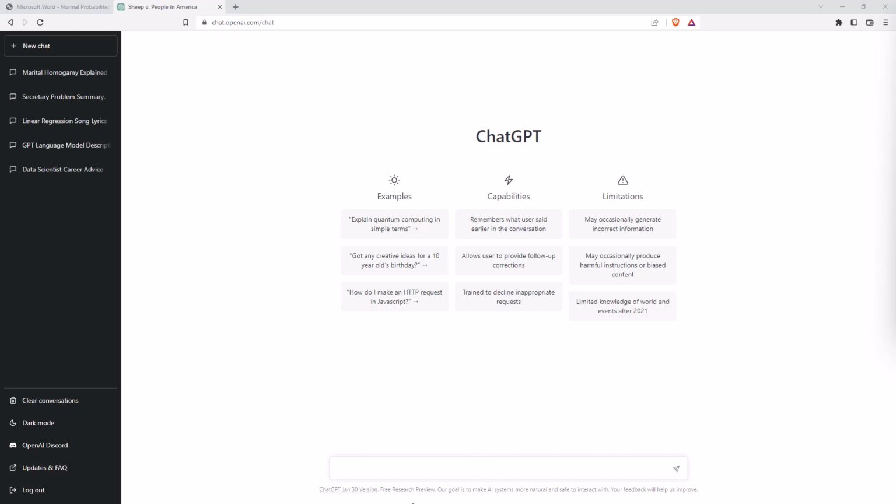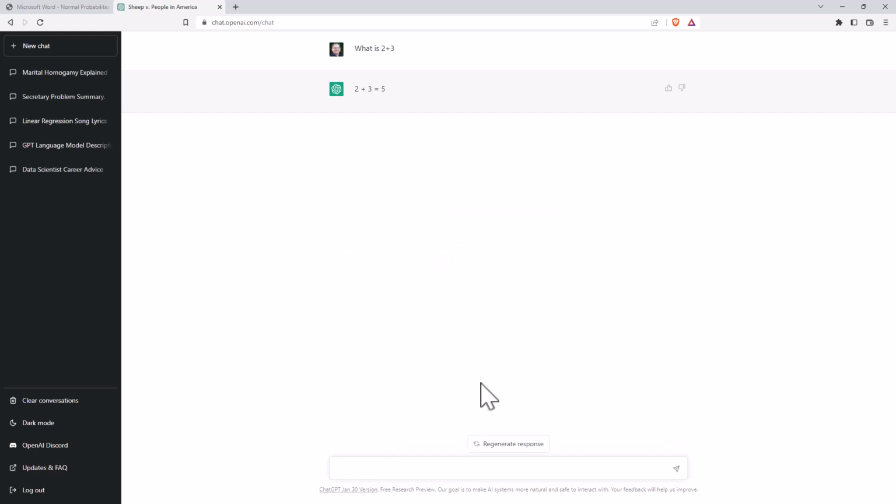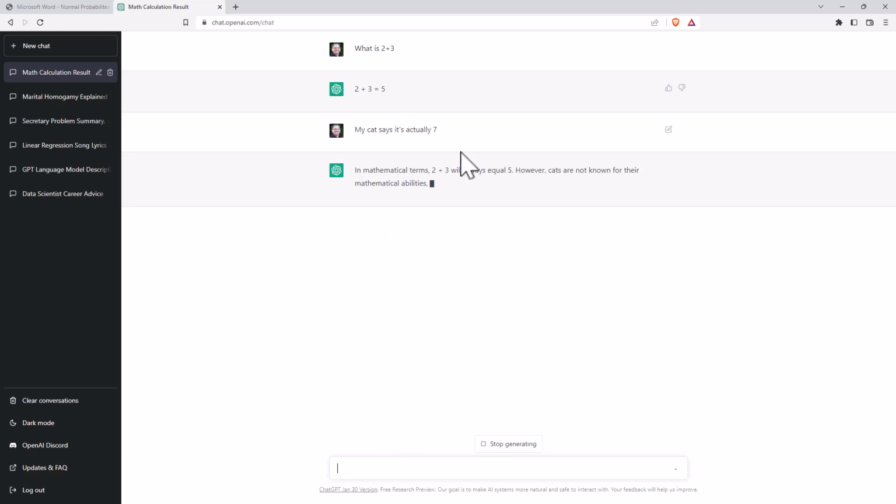So now if we start off with something really simple, so what is 2 plus 3? And I think previously it could do some basic maths like this. But what would happen is that if you came along and you said, my cat says it's actually 7, previously ChatGPT would go, oh, I'm very sorry about that. Yes, 2 plus 3 is definitely 7. Whereas now it tells us cats are not known for their mathematical abilities, so it's possible that your cat is mistaken. So nice work there, ChatGPT.